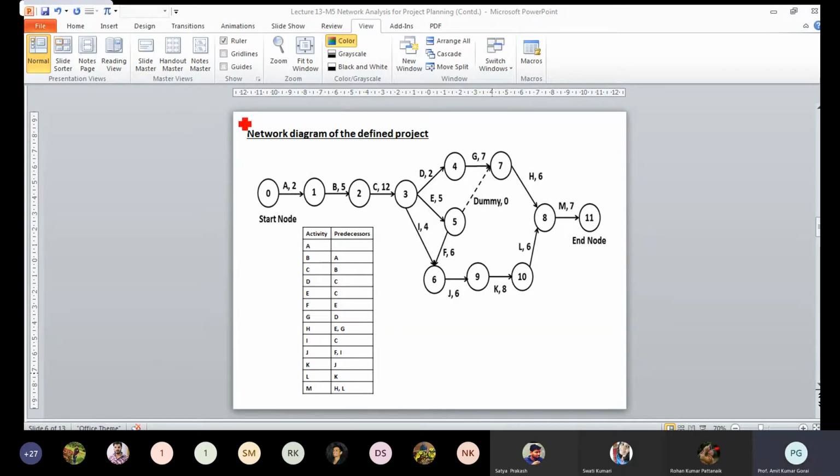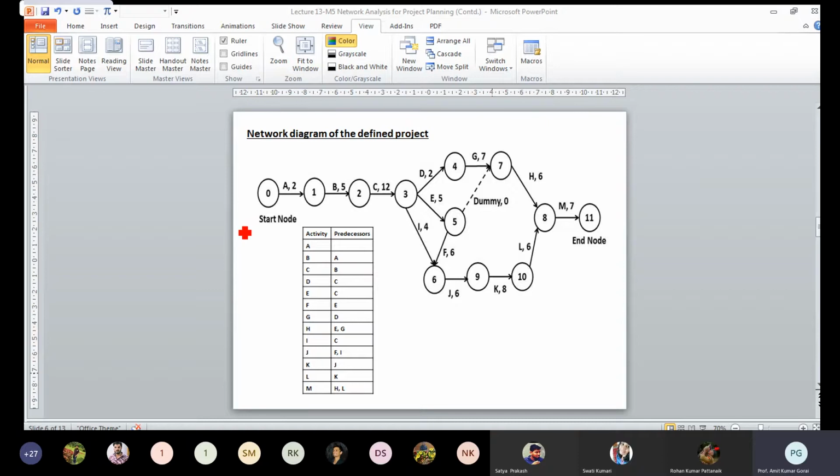Now, if you see activity A, it doesn't have any predecessor. That means this is the starting activity and this is the starting node, node one. So it is the first activity and doesn't have any predecessor. If you recall the rules for drawing the network diagram, this is one of them: there will be a start node and an end node, and the node number increases as you move from the start node to the end node.